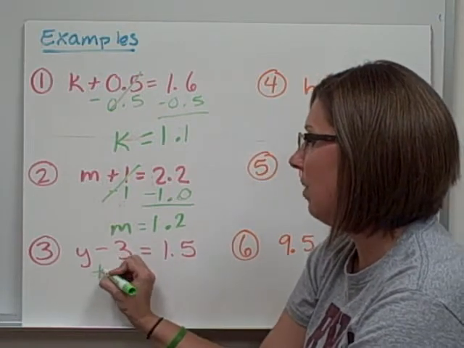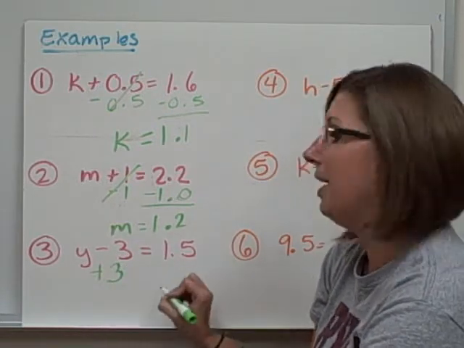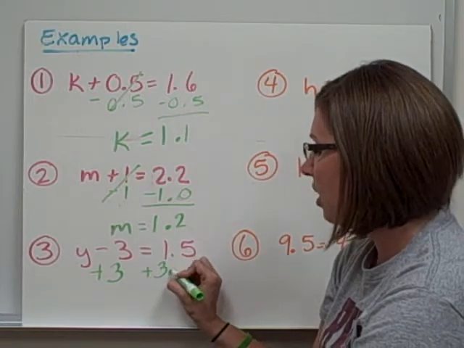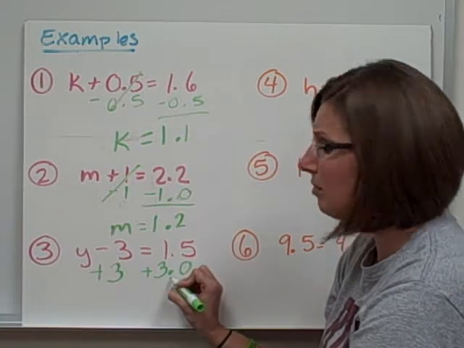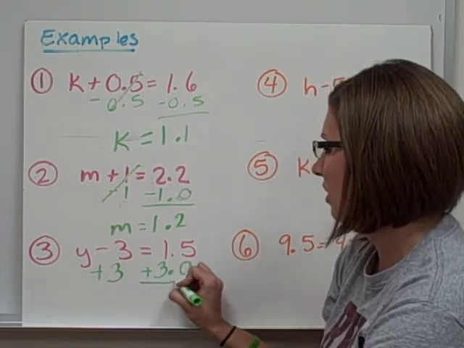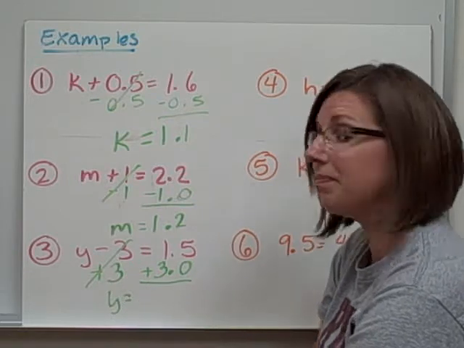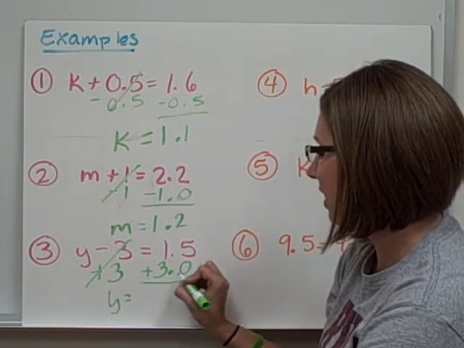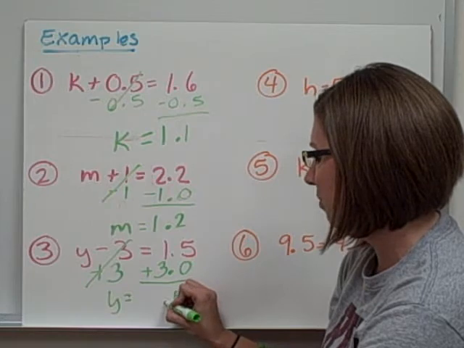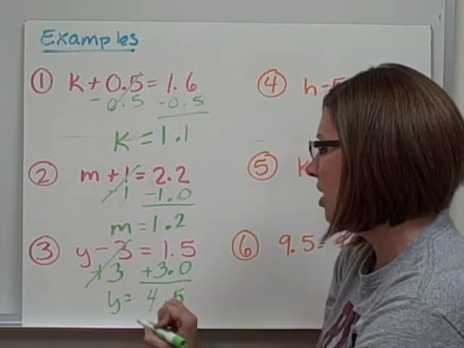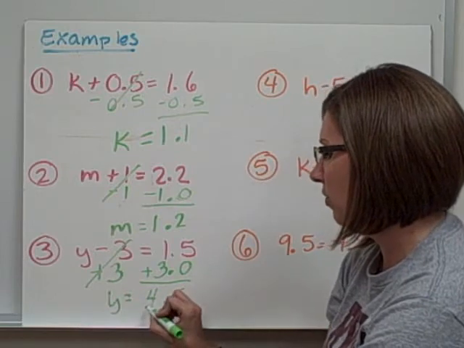Number 3, y take away 3 equals 1.5. To undo the take away 3, I need to add 3. Let's add 3 to both sides, but it's a whole number, so I have to add a 0 and a decimal. I'm left with y on the left side. 5 plus 0 is 5. Bring down my decimal. 1 plus 3 is 4. So for number 3, y equals 4.5.